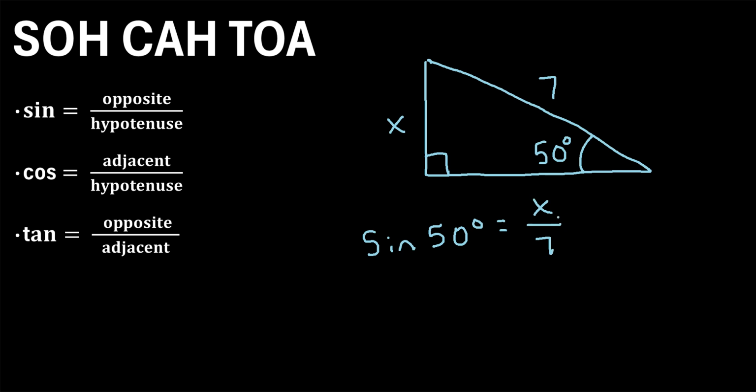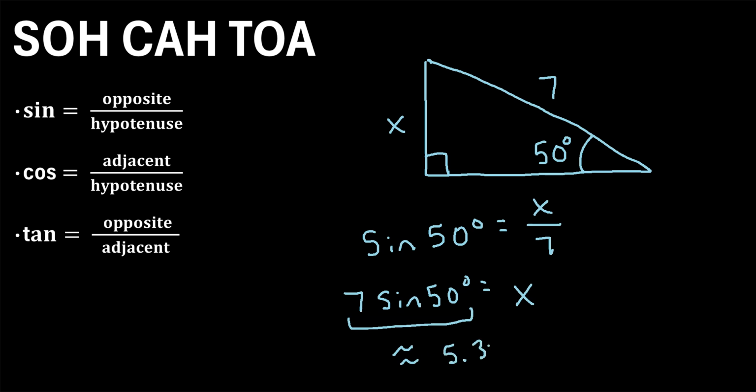So we can use a little bit of algebra to solve for x. If we multiply both sides by 7, we get 7 times the sine of 50 degrees is equal to x. So if you punch this into a calculator, 7 times the sine of 50 degrees, you get about 5.36. So x is equal to a length of 5.36.